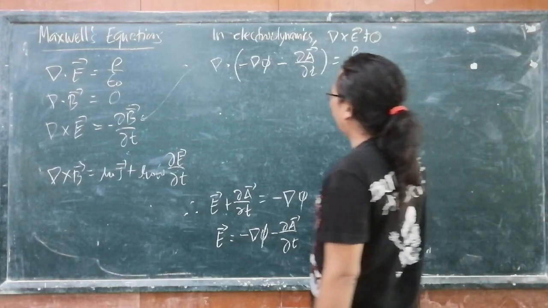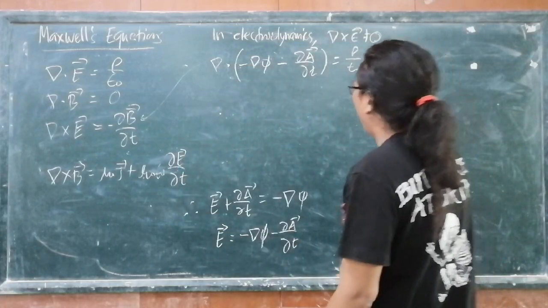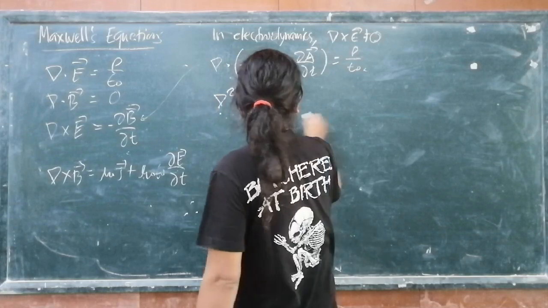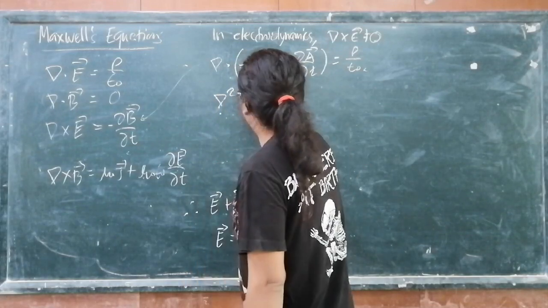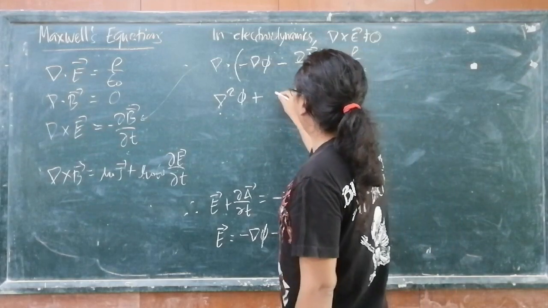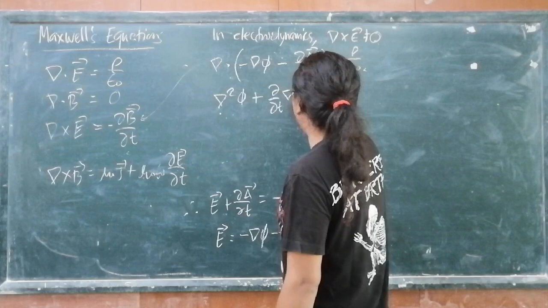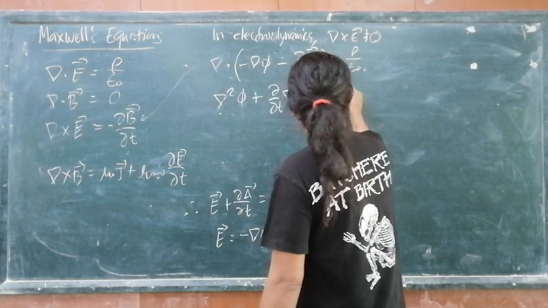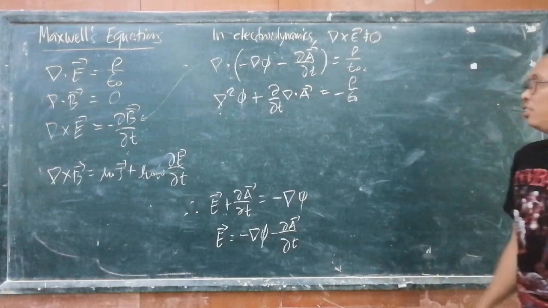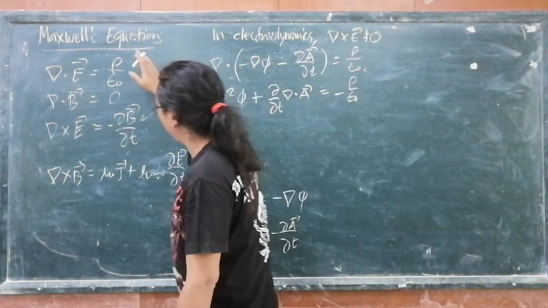Okay. And what do we have here? We have what? Okay, del squared, ating ibalin dire ang negative. So del squared phi plus, we have partial over partial T, we interchange del dot A equals minus rho over epsilon naught. Okay, so this is now the first equation.